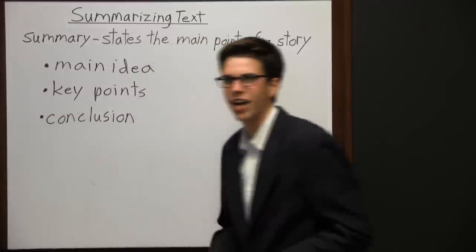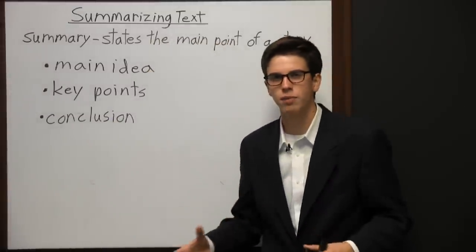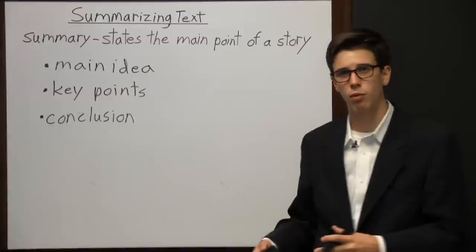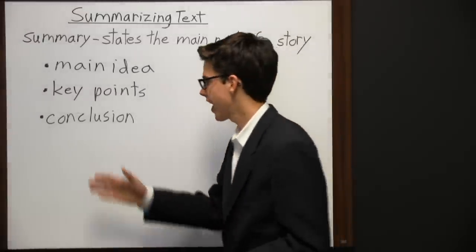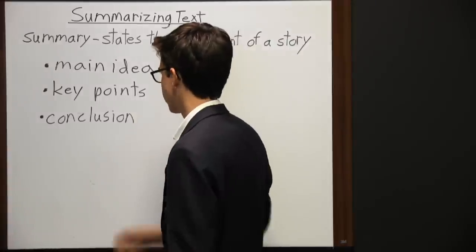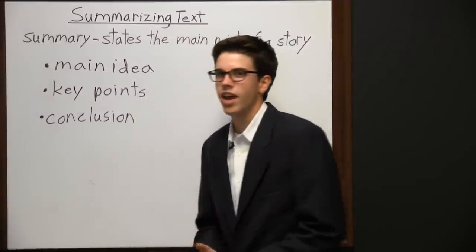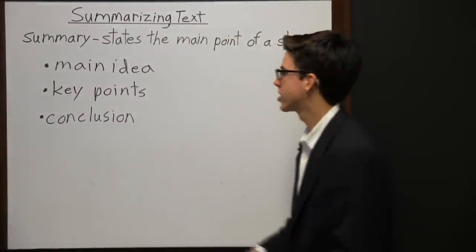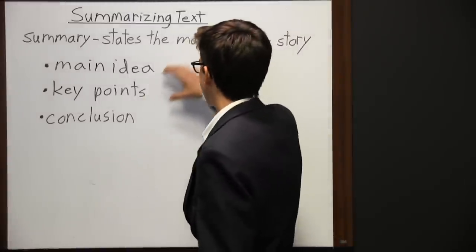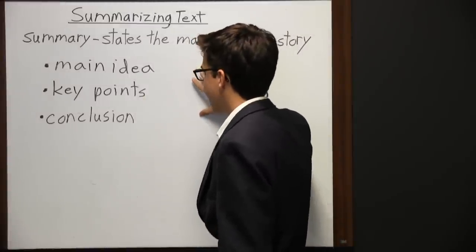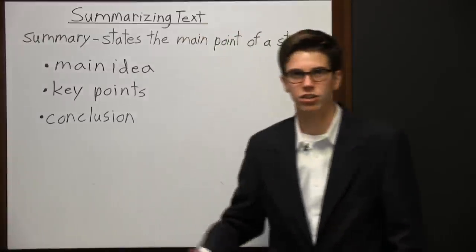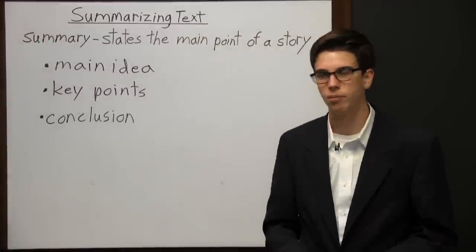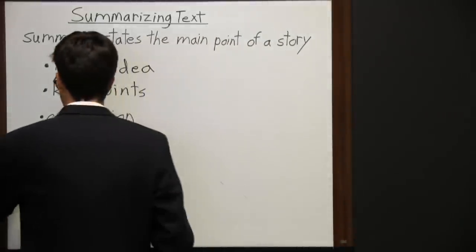Because in most stories, there's some kind of problem. The whole plot is based around some kind of problem throughout the story. Then eventually that problem is resolved. And so that happens in the conclusion of the story. So look at the conclusion of the story and talk about that too in your summary. So you're going to be talking about the main idea of the story, the key points, the problem, maybe a little bit about the main character, and then talk about the end of the story and how the character ended up dealing with his or her problem. Then the fourth point is kind of a longer one.